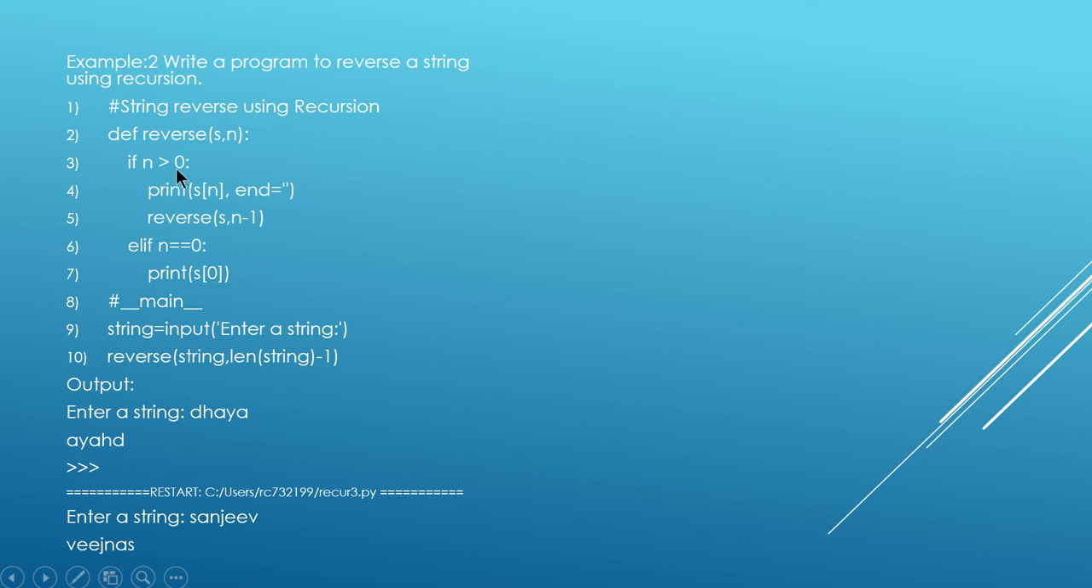what do you want to do? You have to print that character: print s of n. If "write" is the string, what is the length of the string? 1, 2, 3, 4 and then 5. The last character of a string is present at index n minus 1. So that is handled here. So n will store the index of the last character, and you're printing s of n.